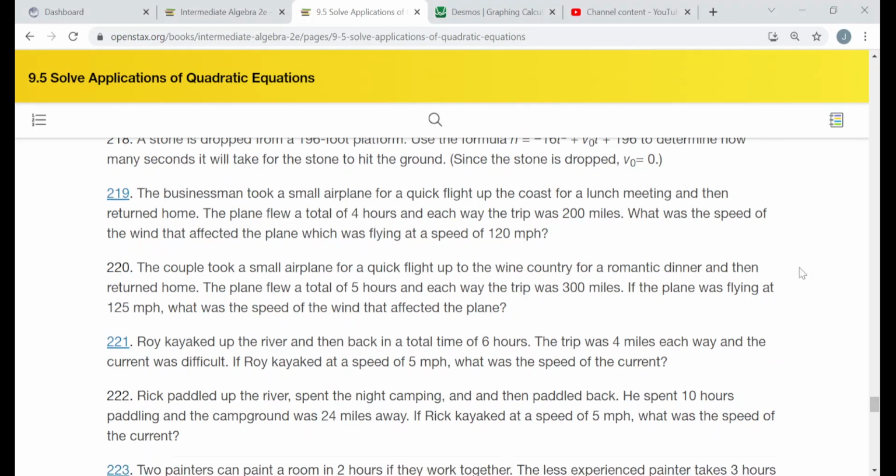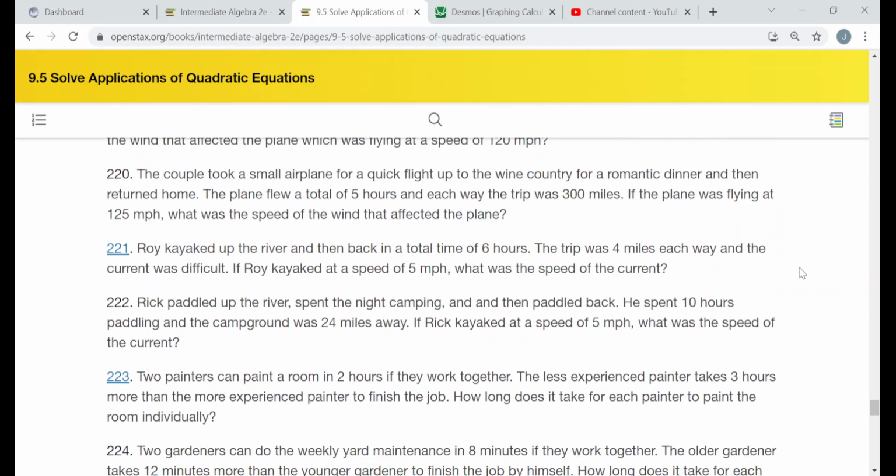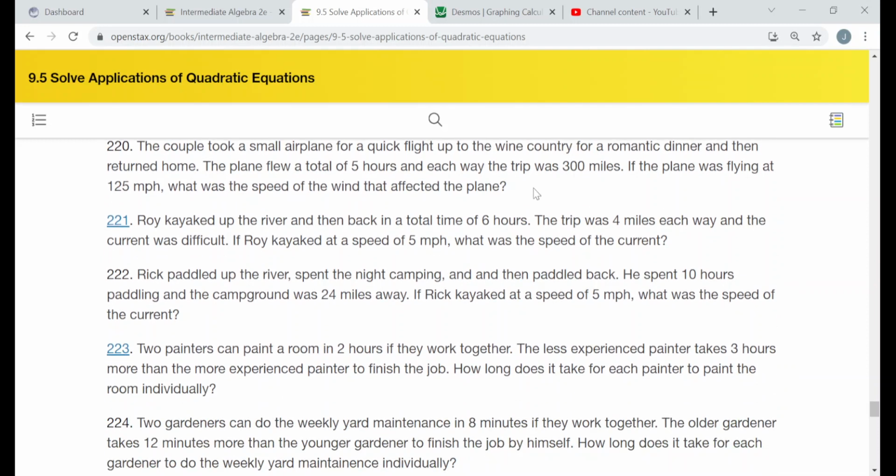Exercise 220. All right, so this is a uniform motion problem. It's been a while since we've seen one of these in my intermediate algebra videos, but still, you should know how to set this up.